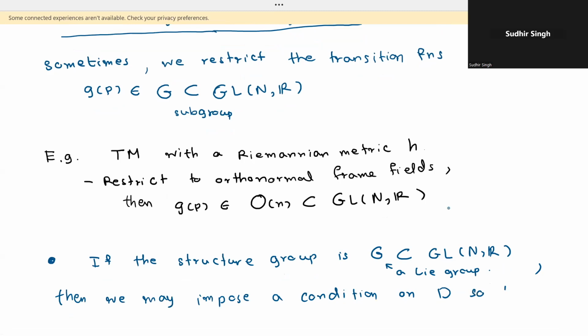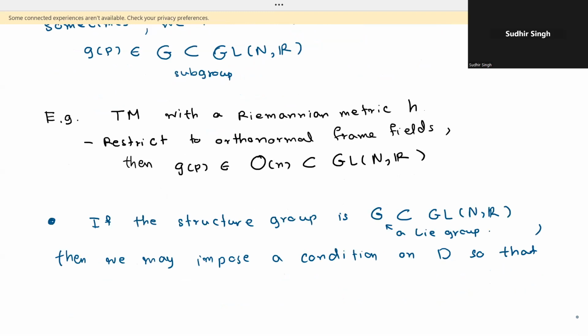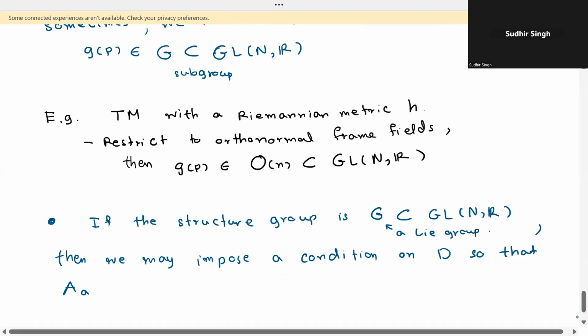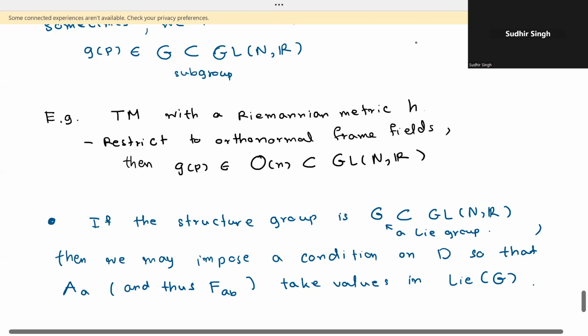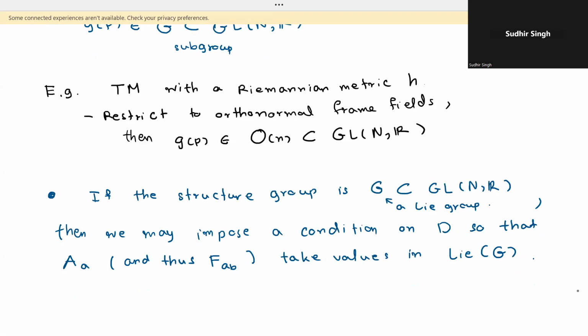And the condition will be so that the components of the connection one form, and thus the components of the curvature, take values in the Lie algebra of G. And in computation, especially in reduction to integrable systems, we will consider connections which satisfy this, which are compatible with the structure group like this. So we would say D is compatible.